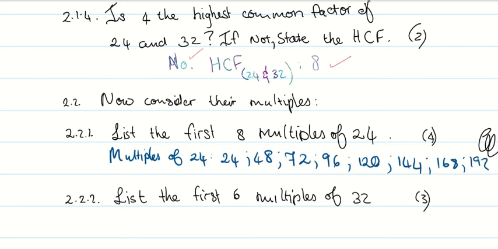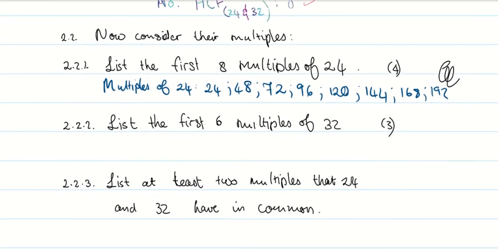Now we have answered. We're just going to check. Did I answer the question? The question says list the first 8 multiples of 24. So I have 24 plus another 24 is 48, 72, 96, 120, 144, 168 and 192. I'm continuing and then I read the next question.